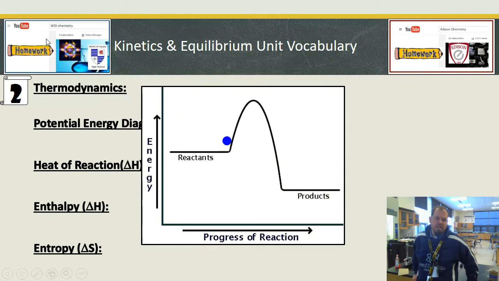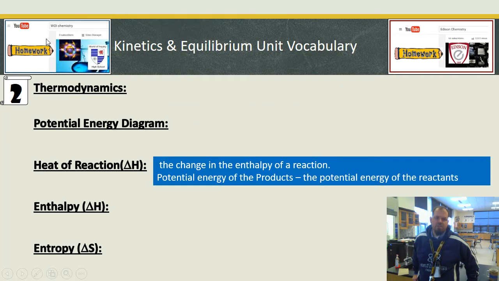Okay. Delta H, heat of reaction. This is specifically defined as the change in enthalpy of a reaction. Notice the word enthalpy is in this definition. Hence, it's not the definition for enthalpy. Notice they're both delta H, the same thing. They have different nuanced meanings, but delta H means heat of reaction, delta H means enthalpy. So heat of reaction is the change in enthalpy of a reaction, the potential energy of the products minus the potential energy of the reactants every time.